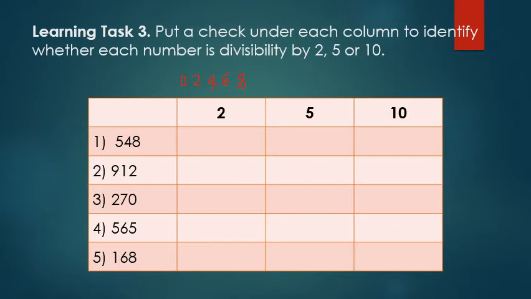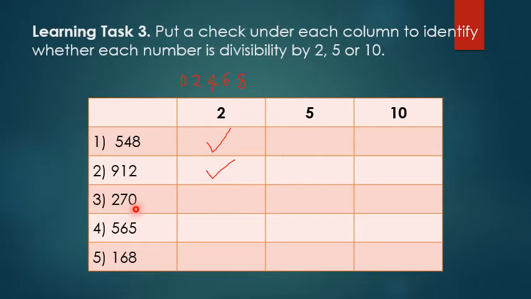So, yung number 1, 548. Saan siya nagtatapos? Sa 8. Very good. So, siya po ba ay divisible sa 2? Yes. So, lalagyan natin siya ng check. Yung number 2, 912. Saan nagtatapos ang 912? Sa 2. Okay? So, siya po ba ay divisible sa 2? Nandito po ba siya? Okay, very good. So, ito ay check.